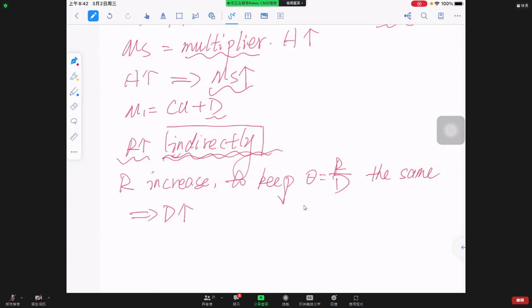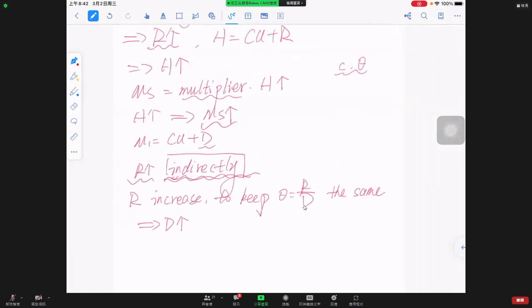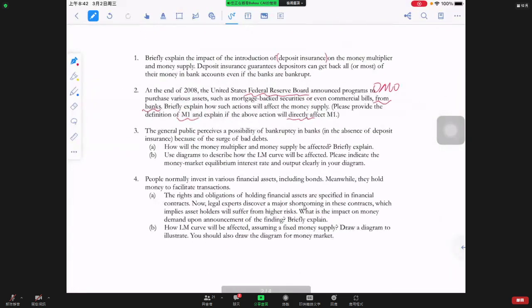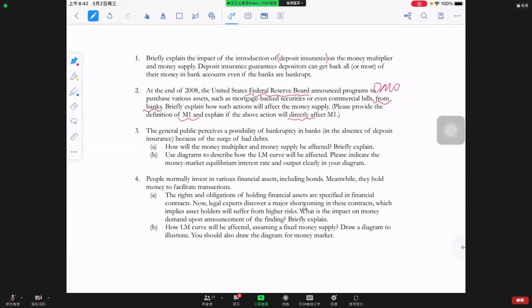Many of you overlooked this requirement. Okay, so it asks, will this action directly affect M1? Then you should clearly indicate it. Okay.